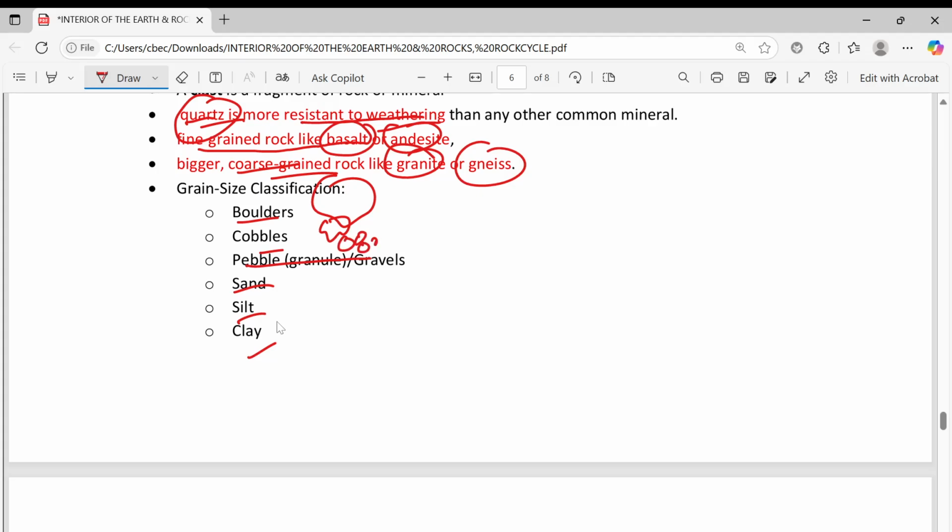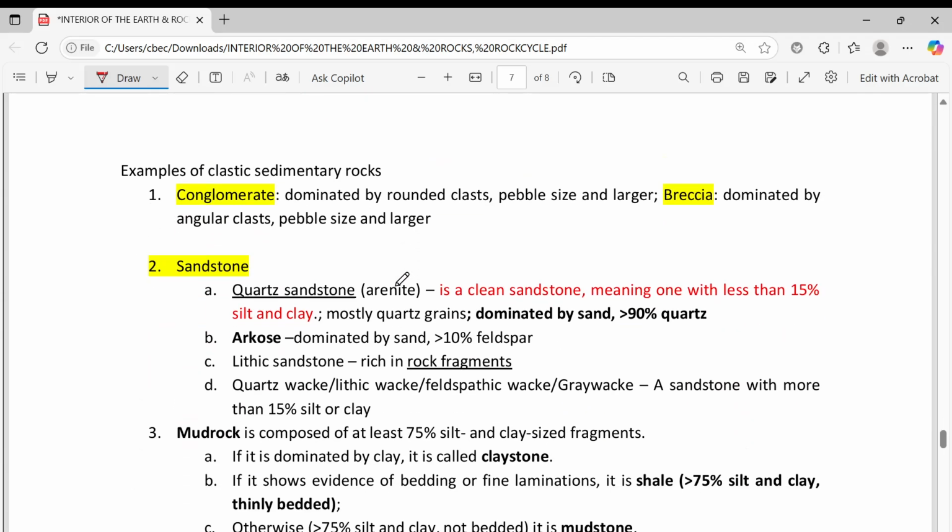Pebbles means round shape. Gravel means there is no particular shape. Okay, like that. Round means pebble, otherwise gravel. Then sand, silt, clay. This classification you remember: which size will come first.